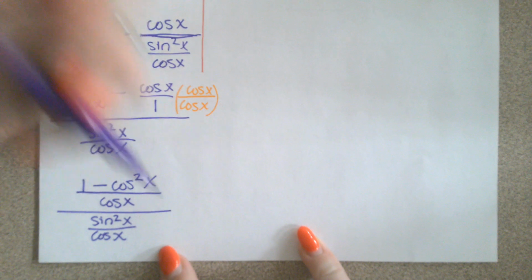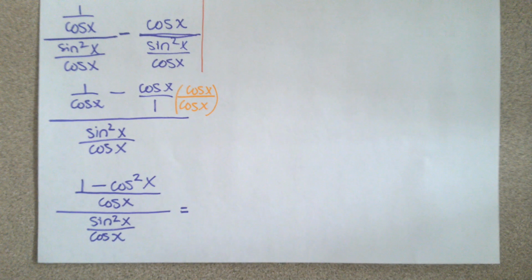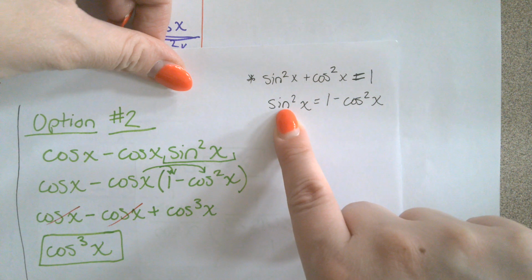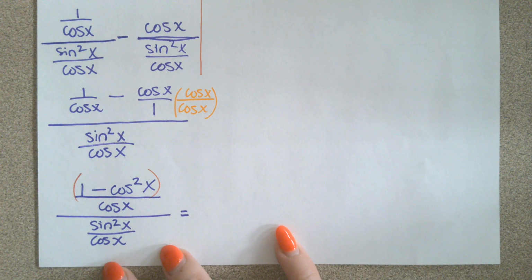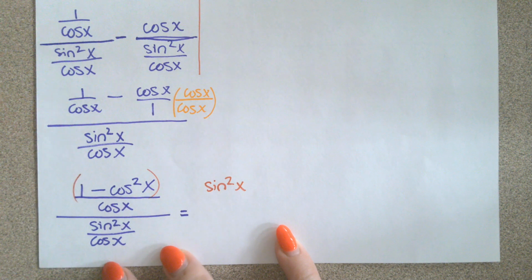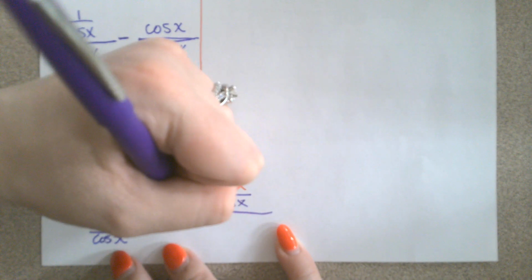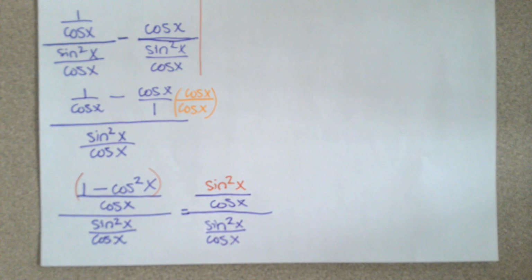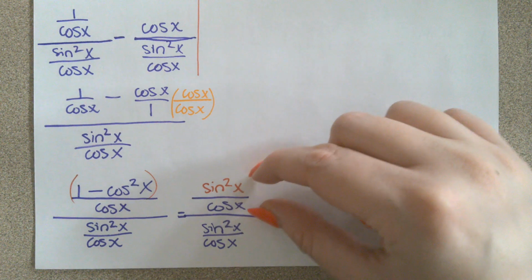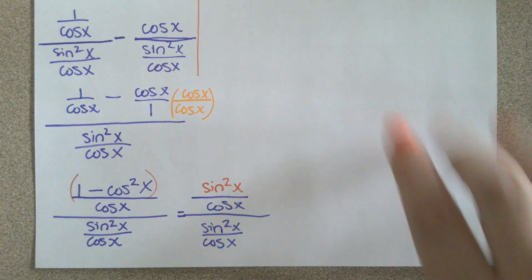Basically done. All right, I'm going to go horizontal because I'm basically done with the problem. 1 minus cosine squared, you should recognize that's Pythagorean. 1 minus cosine squared is equal to sine squared. So I'm going to replace that with sine squared x over cosine of x over sine squared x over cosine of x. There's no need to keep, change, flip this. We have the same fraction being divided by itself. Anytime you divide something by itself, it's always going to equal 1.